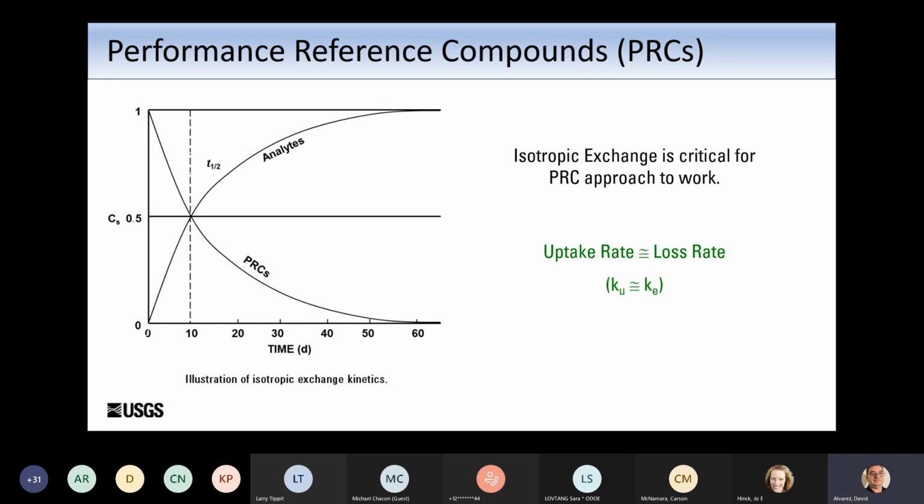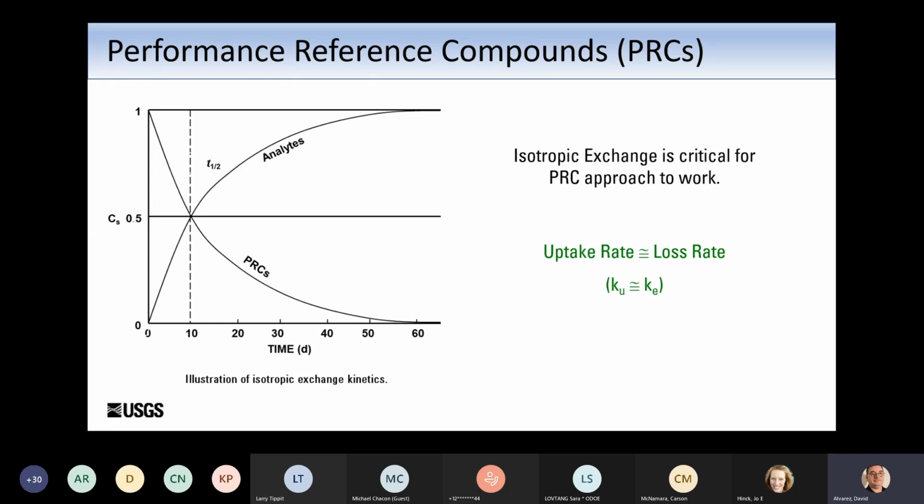The same thing applies with the passive sampler. As a chemical is trying to move in and out of that passive sampler, regardless of the direction it's going, it still has to deal with any turbulence of water at the surface. It still has to move through that biofilm or fouling layer. It's the same regardless of direction. The PRC approach is not as straightforward, though, for all passive samplers.